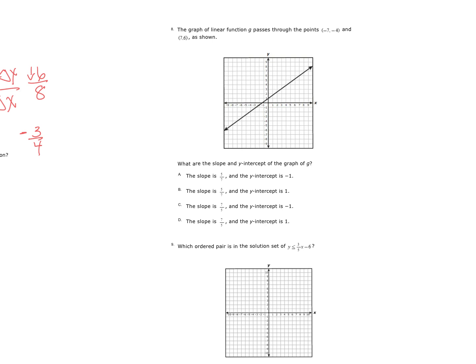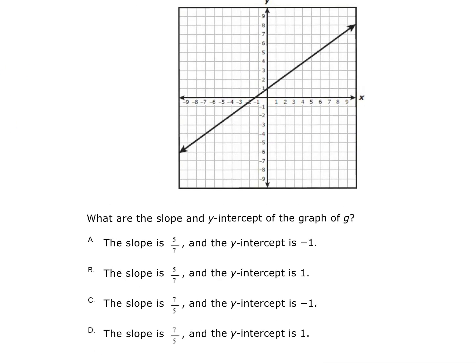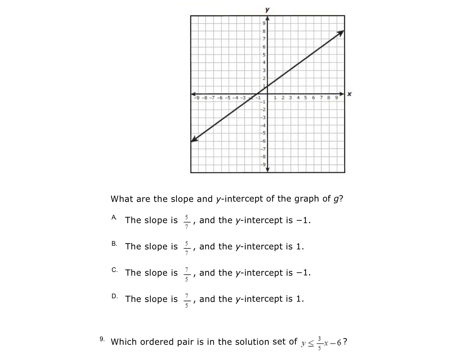Let's look at number 8. It has the graph of the linear function. It's telling us it passes through the points negative 7, negative 4, and 7, 6 as shown. So it gave us 2 points to find the slope, and it wants to know what are the slope and the y-intercept. So first, look at the y-intercept. Let's see if we can eliminate any of the answers. The y-intercept here is positive 1. So we already know we can get rid of C, and we can get rid of A.